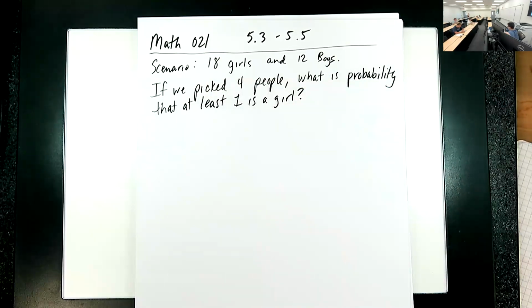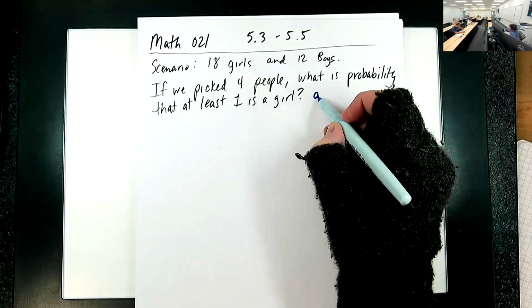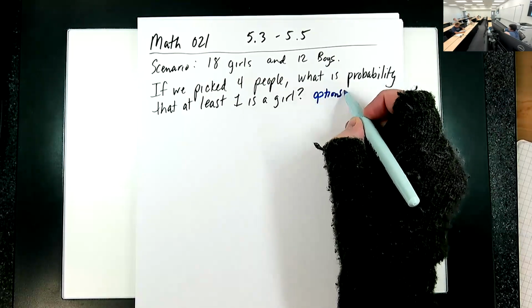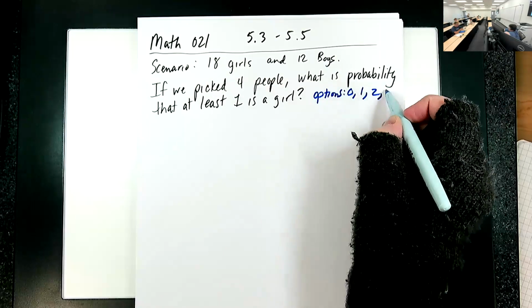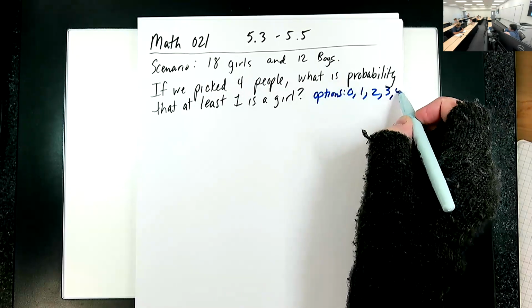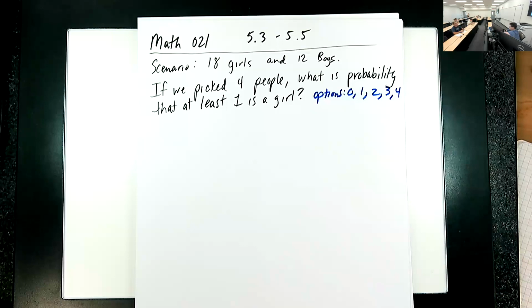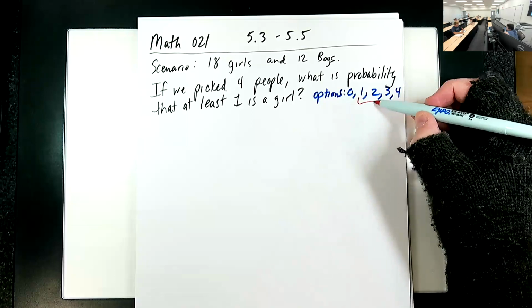This should be still in your notes. If you don't want to write it again, you don't have to. Remember, we took a look at our options. The possible outcomes were 0, 1, 2, 3, and 4. And we mentioned that at least one is a girl is all of these.